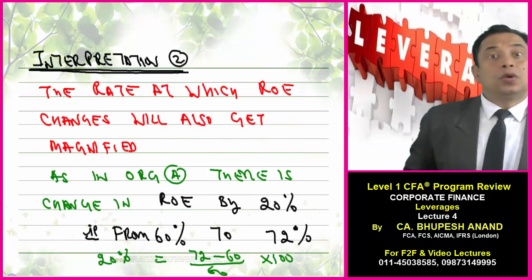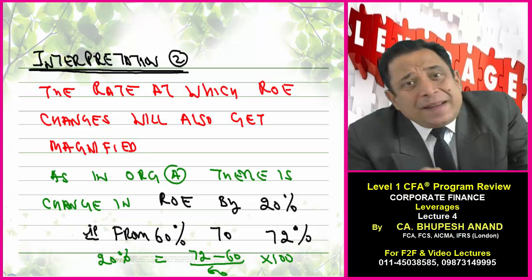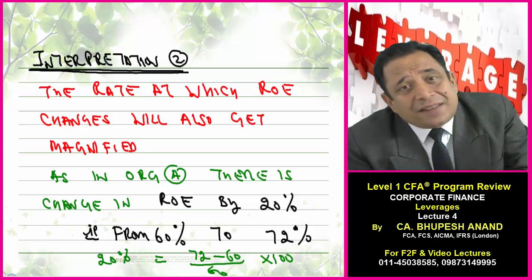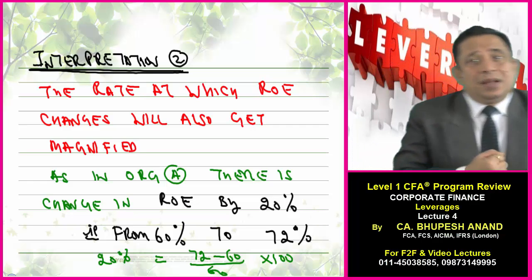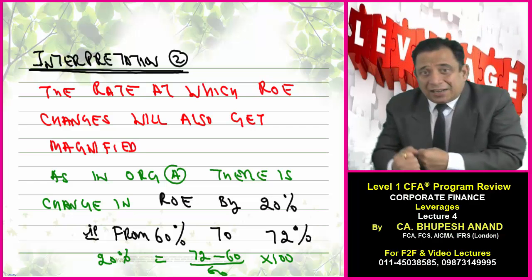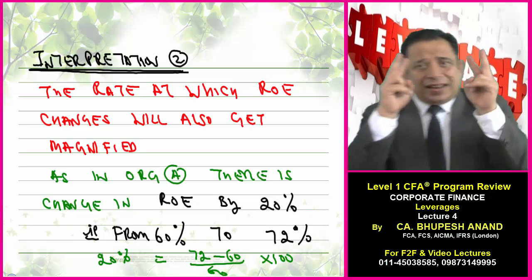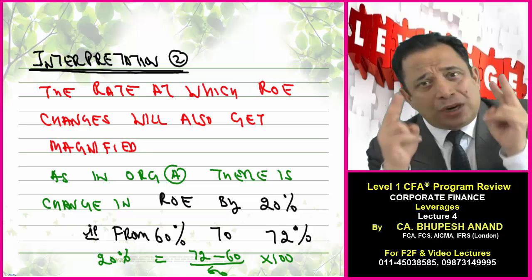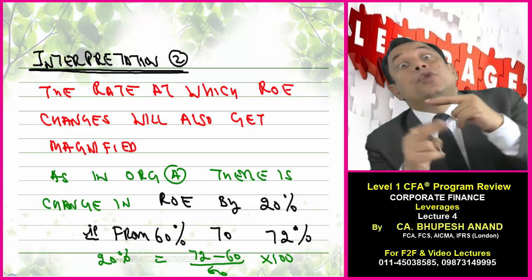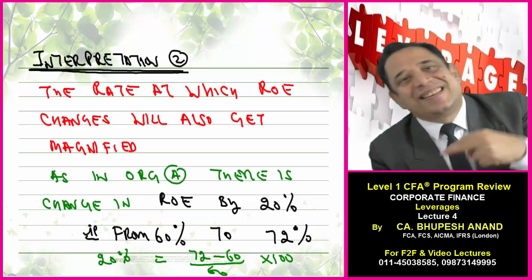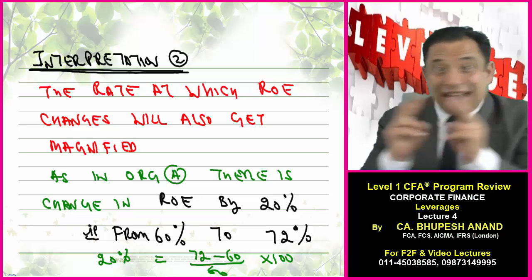So interpretation 2: even the rate at which ROE increases will also increase, because in organization A the rate at which ROE increases is 20%, but in organization B the rate at which ROE increases is 30%. So please write down these two points. Financial leverage has an impact on ROE, and financial leverage also has an impact on the rate at which ROE is increasing. There is a difference between interpretation 1 and interpretation 2.